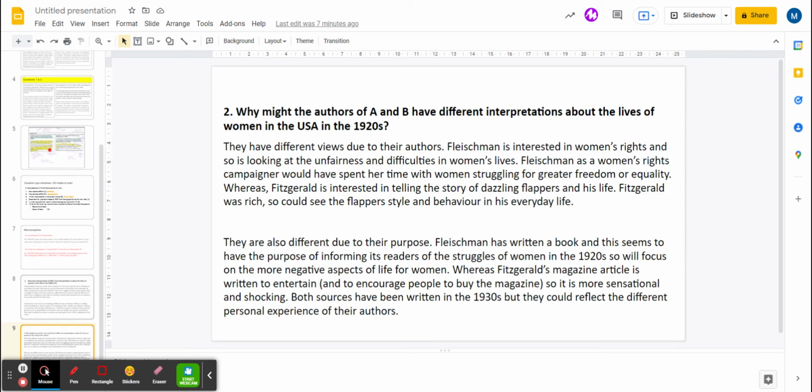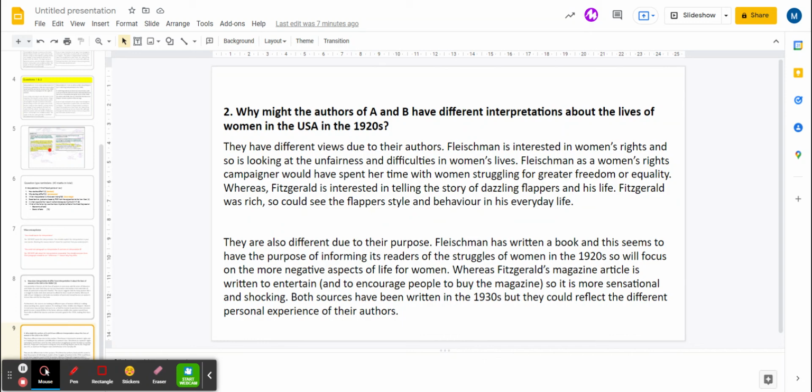Question 2, so why would these authors have different opinions? The same structure as question 1. So the first paragraph talks about the fact that they're different because of the authors. It says that Doris Fleischmann is interested in women's rights, and so she's looking at the unfairness and difficulties in women's lives. Fleischmann, as a women's rights campaigner, would have spent time with women struggling for greater freedom or equality, whereas Fitzgerald is interested in telling the story of dazzling flappers and his life. Fitzgerald was rich, so we know that he could see the flapper style and behaviours in his everyday life. So their experiences would have made them have very different opinions of what life was like.